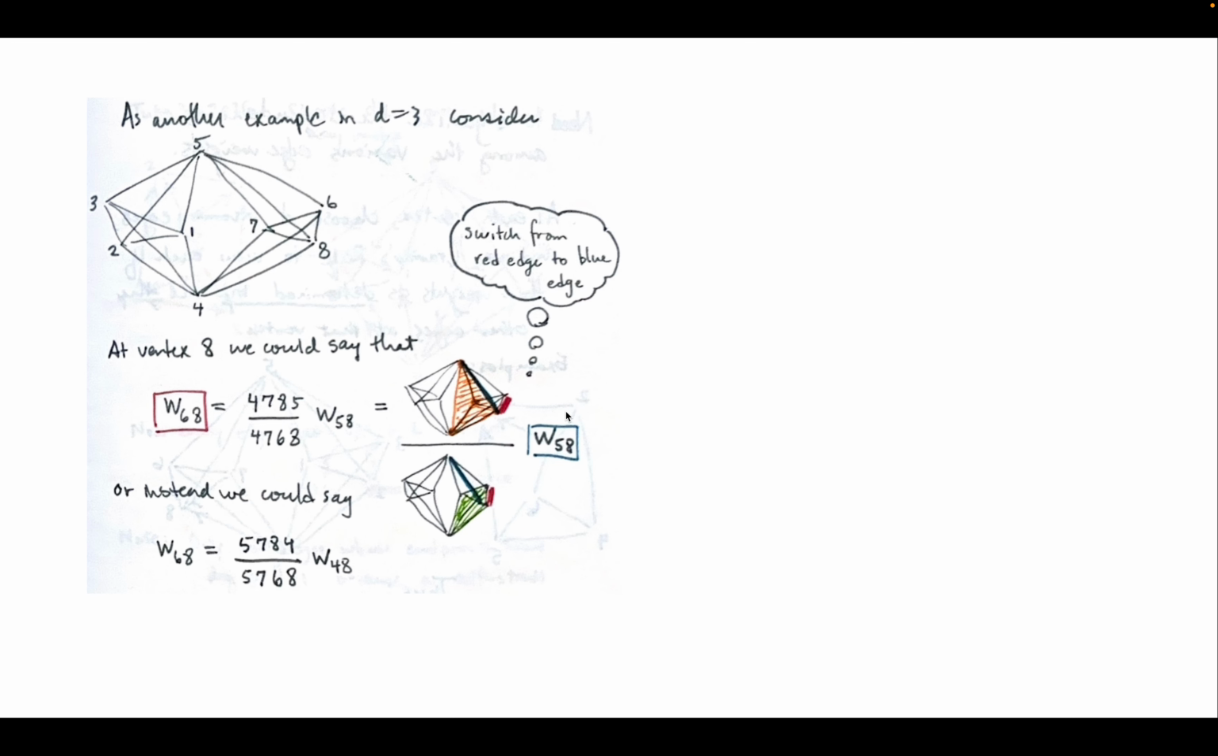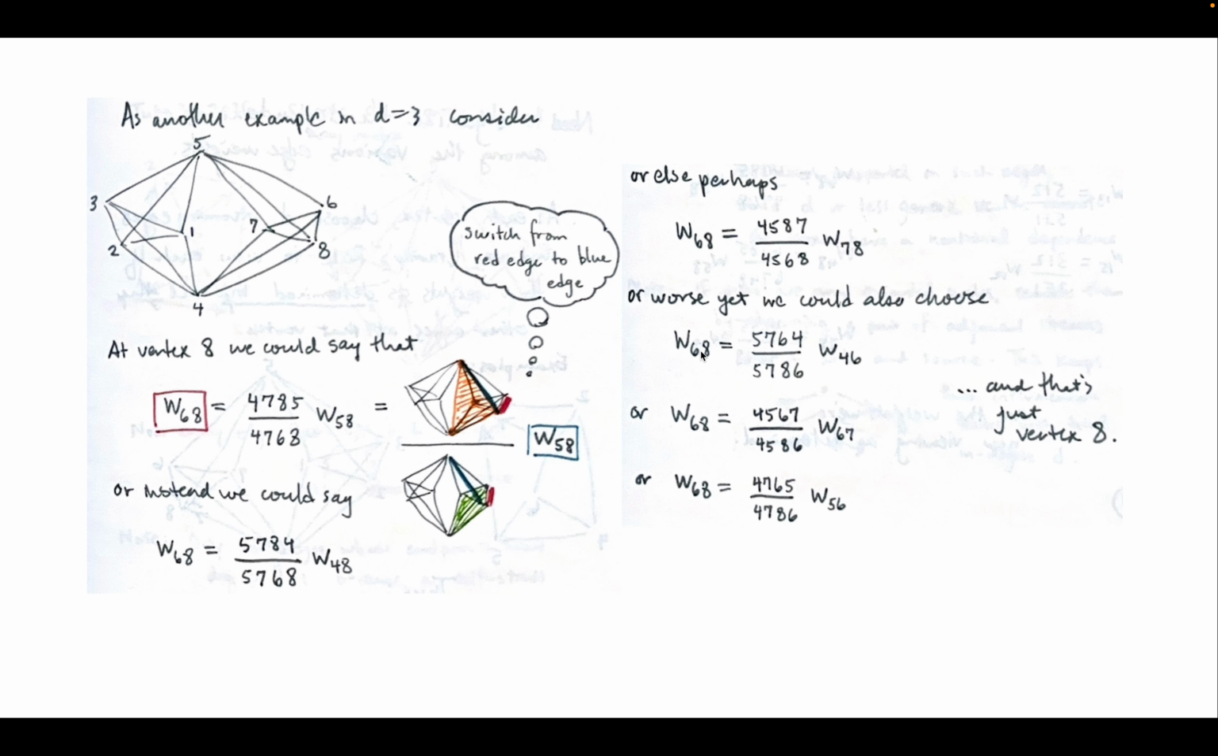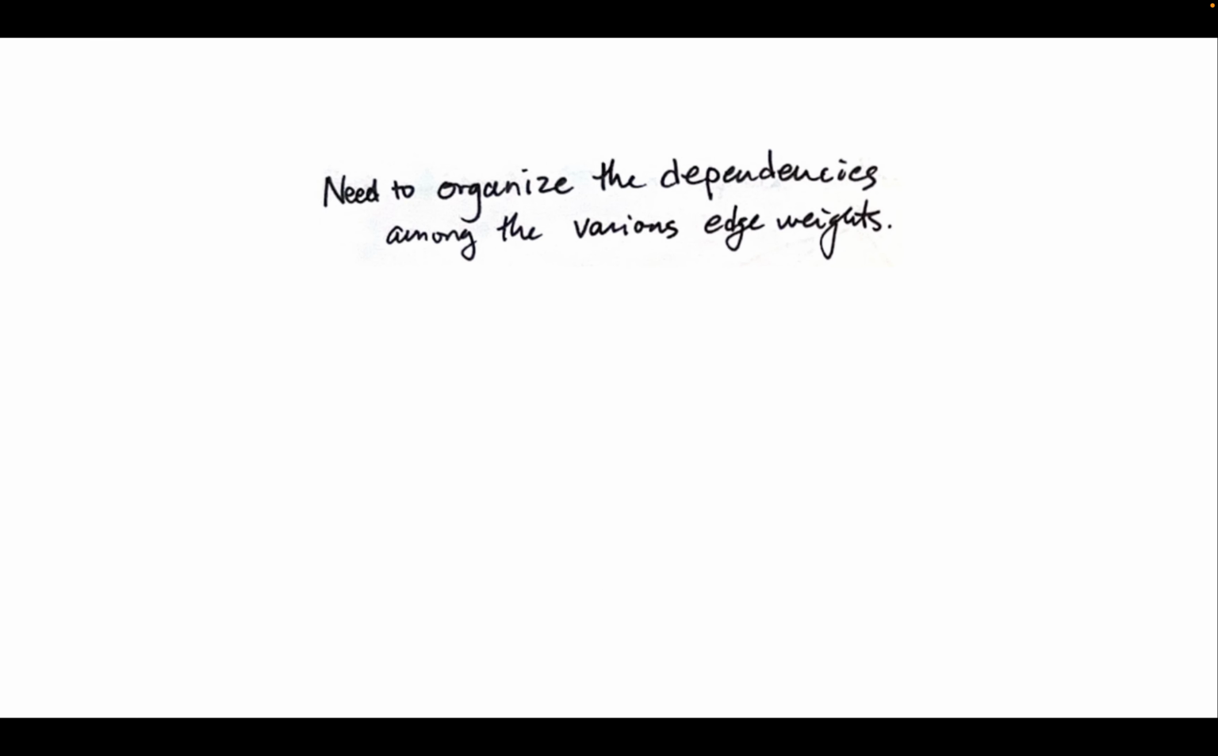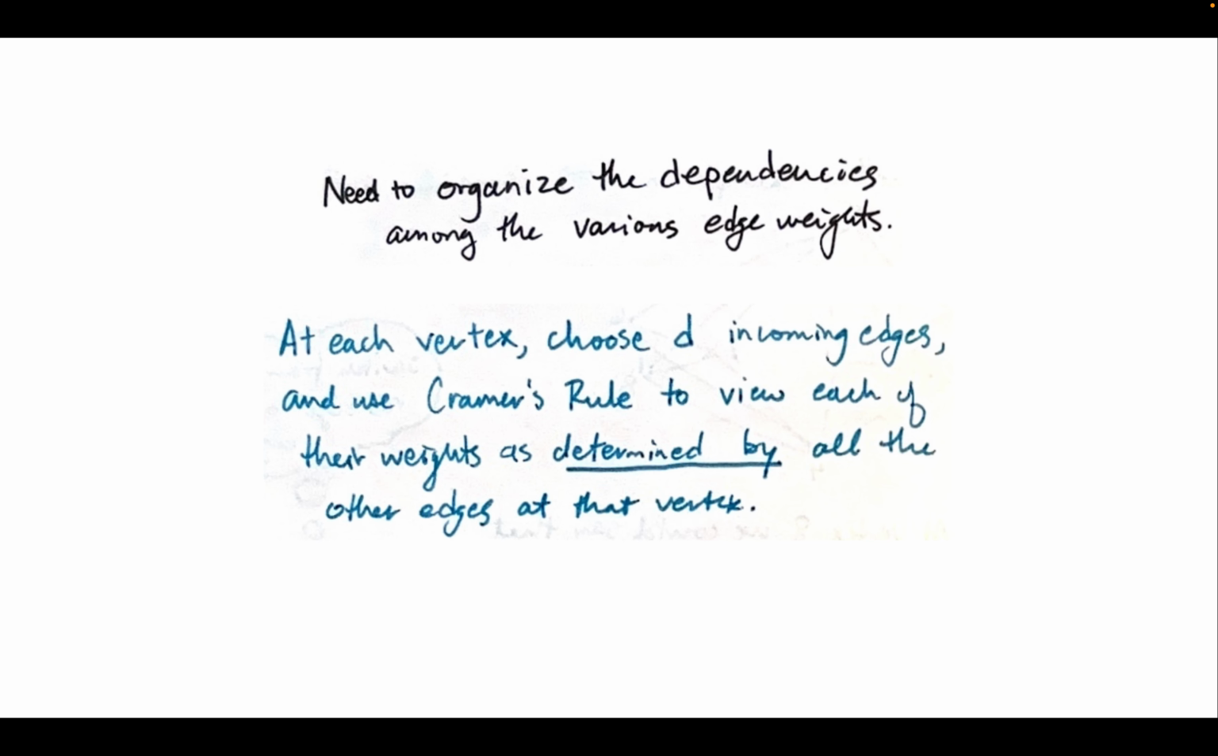volumes. But we could also relate 6, 8 to 4, 8, or maybe 6, 8 to 7, 8, or maybe 6, 8 to 4, 6, or 6, 8 to 6, 7, or 6, 8 to 5, 6. And all of these are completely valid, accurate representations with completely different ratios of volumes. And that's just vertex 8 and edge 6, 8. So we really have to organize the dependencies among these various edge weights. So how will we do that?